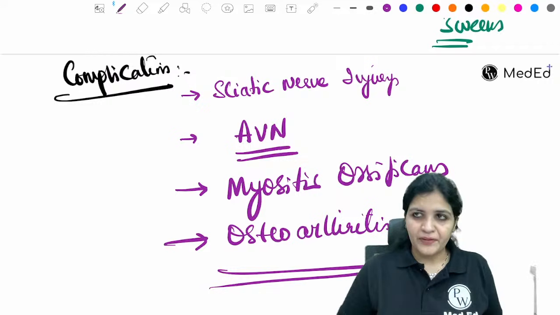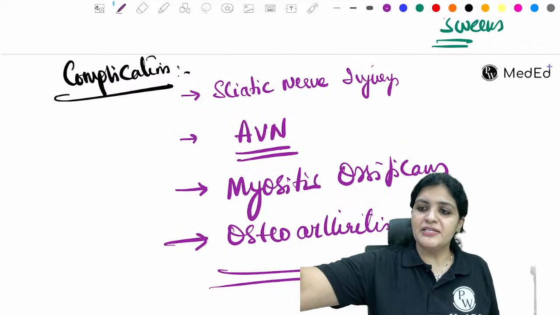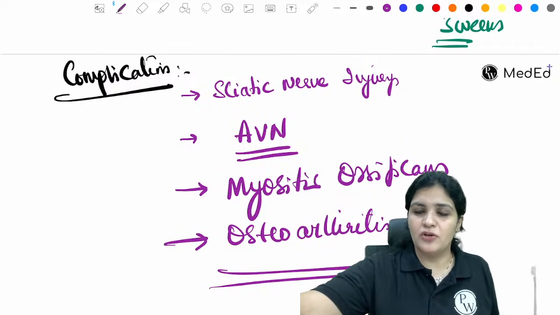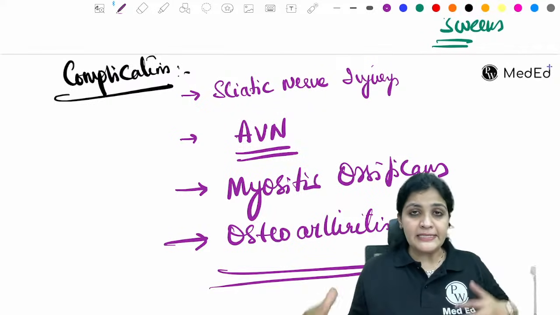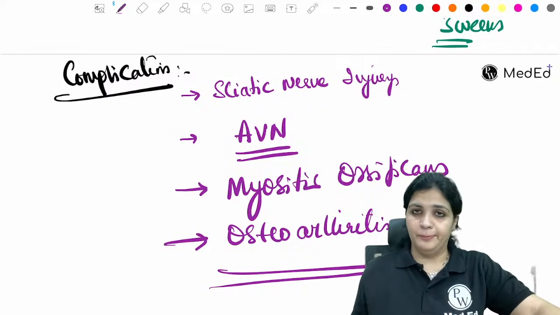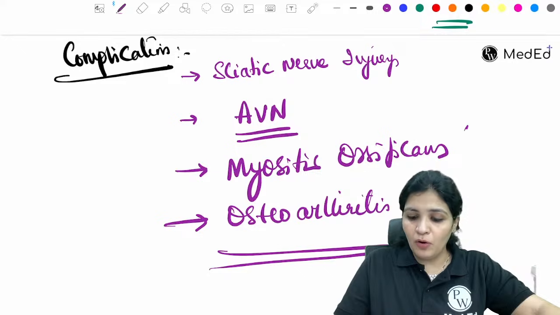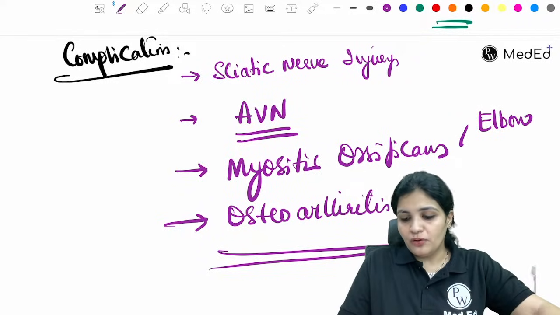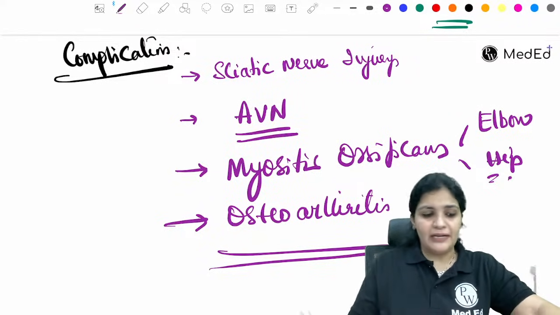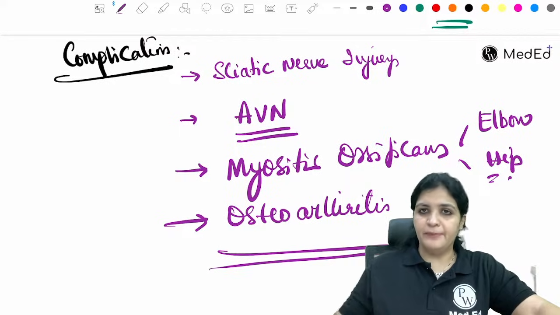Fine. So what is myositis ossificans? The name suggests myositis. Myo means muscle. Ossificans means the muscle is forming into bone. So that usually happens in the elbow and the hip joint. So this is one of the complications which might occur in case of your posterior hip dislocation.